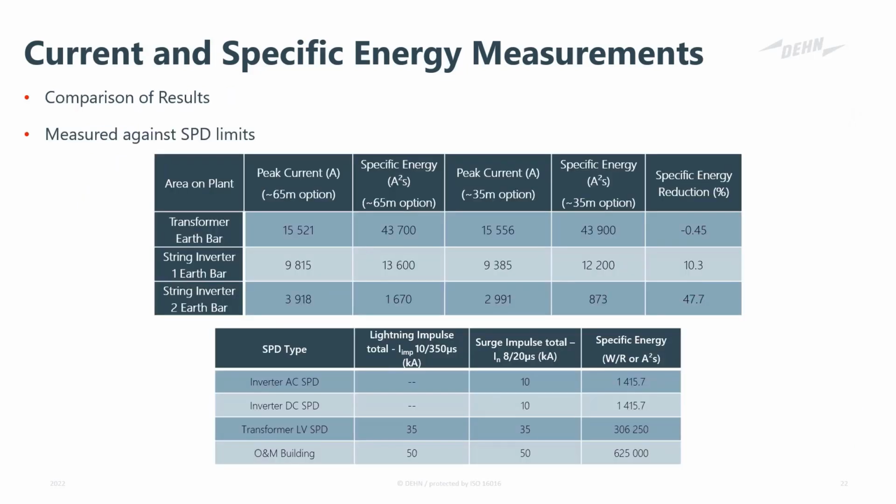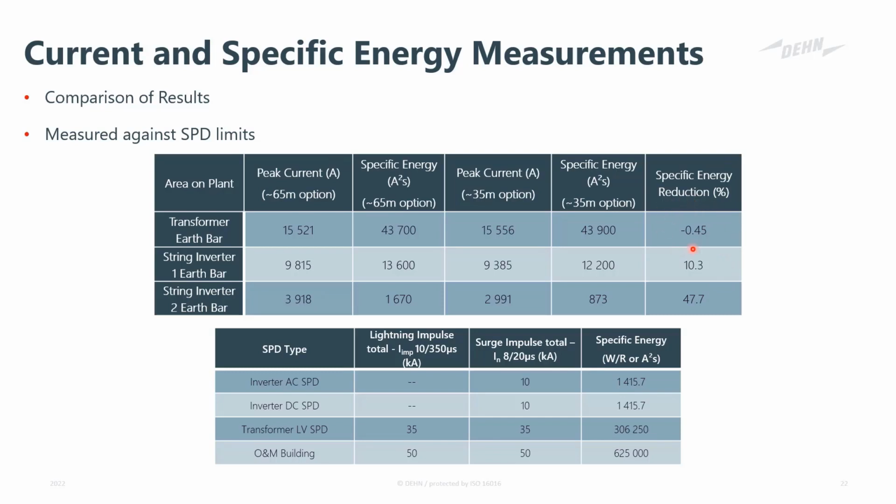If we summarize these results, you can see that in the first case, we have the 65-meter options. The specific energies are listed there. And on the second option of having every 32 to 35 meters of earthing meshes, you can see the specific energy values listed there. On the right-hand side, based on the specific energy reduction, you can see by moving to a smaller mesh size and more current distribution, you can see the improvement.